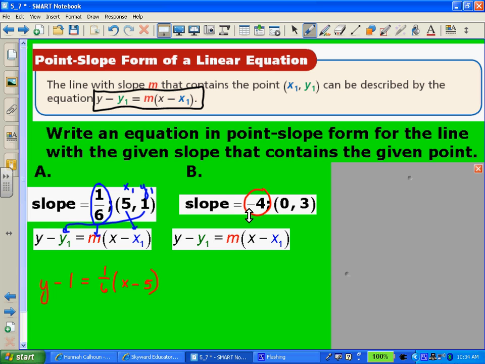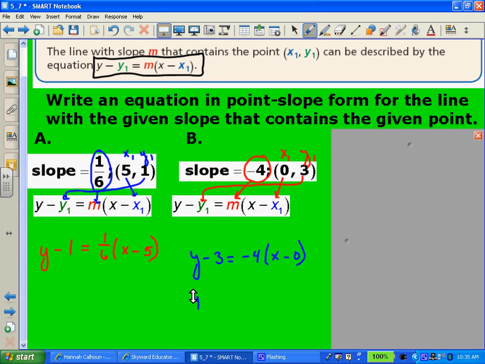So once again, I have my slope, which is -4, so that's going to go where m goes. And then I have x1, y1. So x1 is going to go right here. y1 is going to come all the way over here. So then I have in my equation y minus 3 equals -4 times x minus 0.